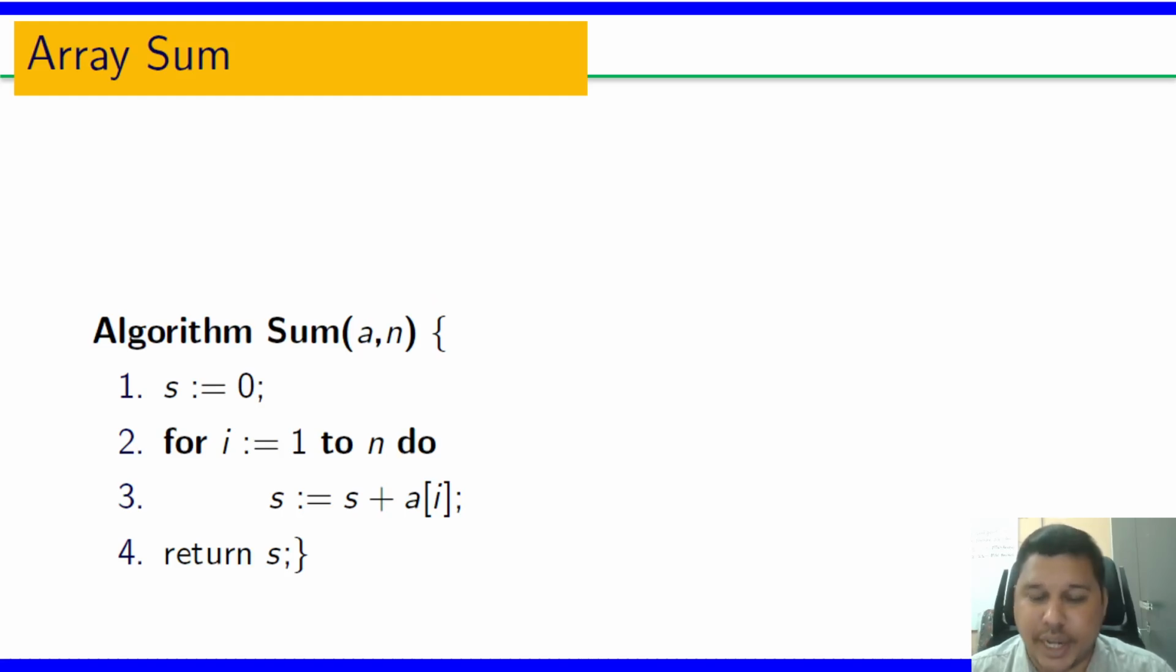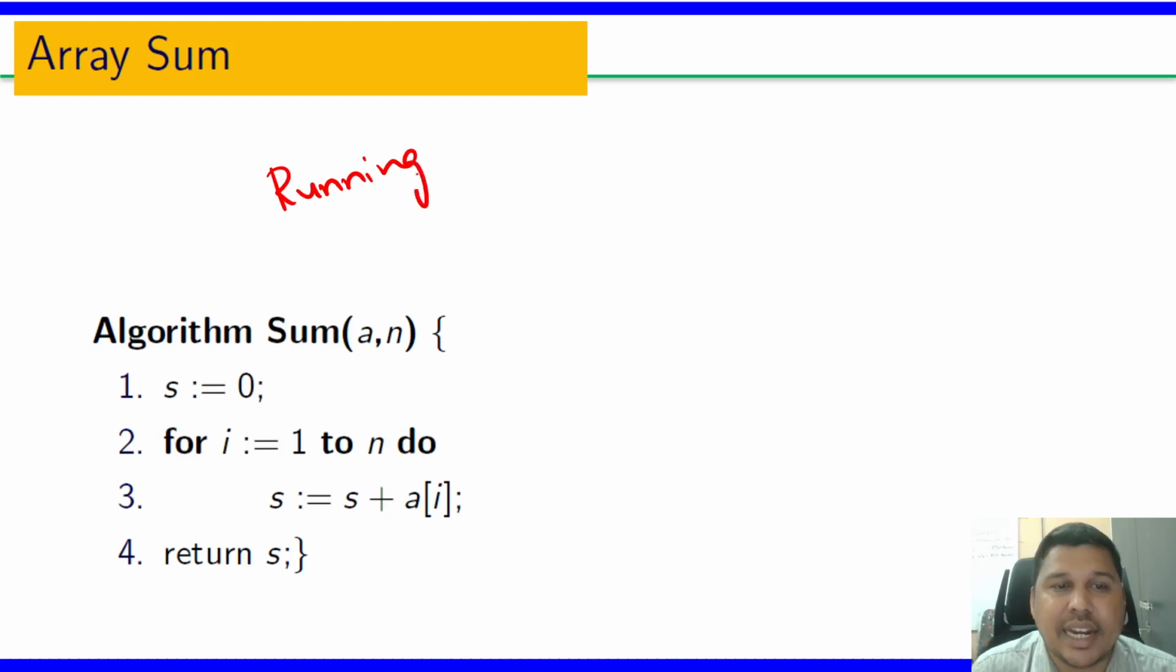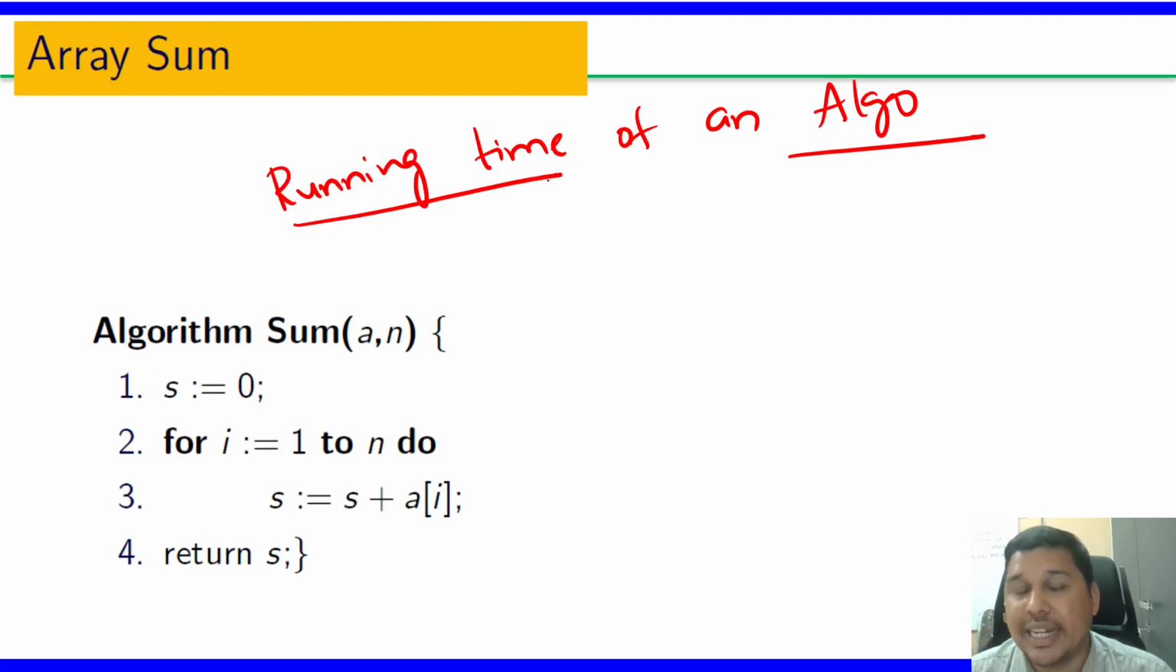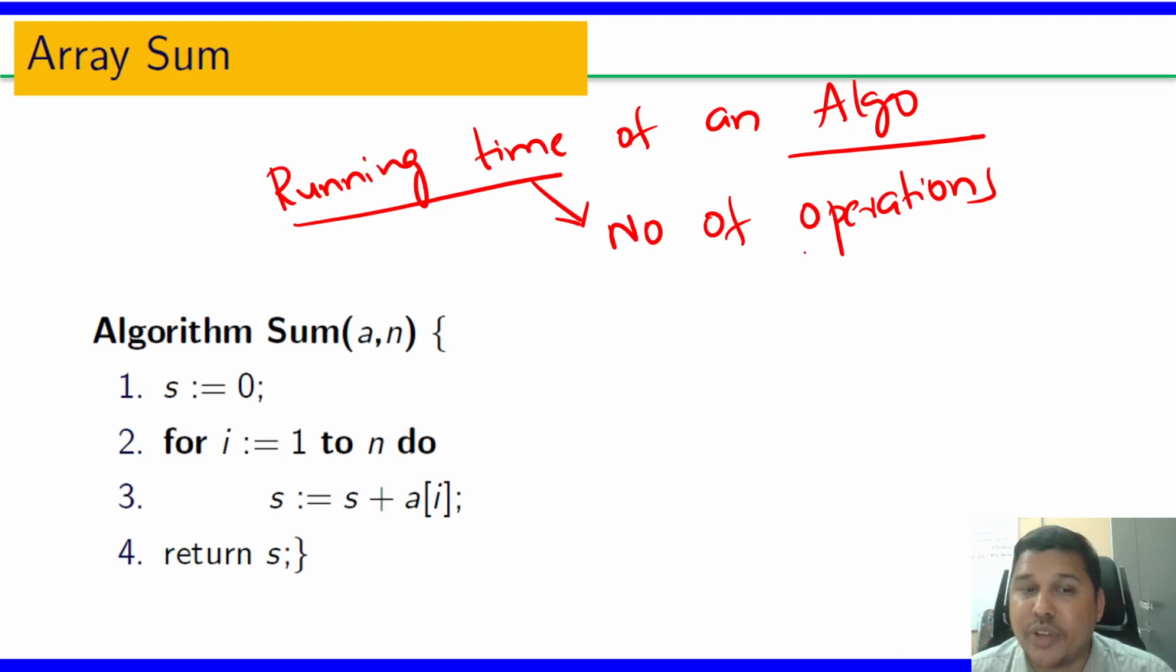Now let's find the running time. What is the running time of an algorithm? When you have an algorithm, its running time is measured based on the number of operations you are doing. And when we are doing operations, we are trying to access memory.